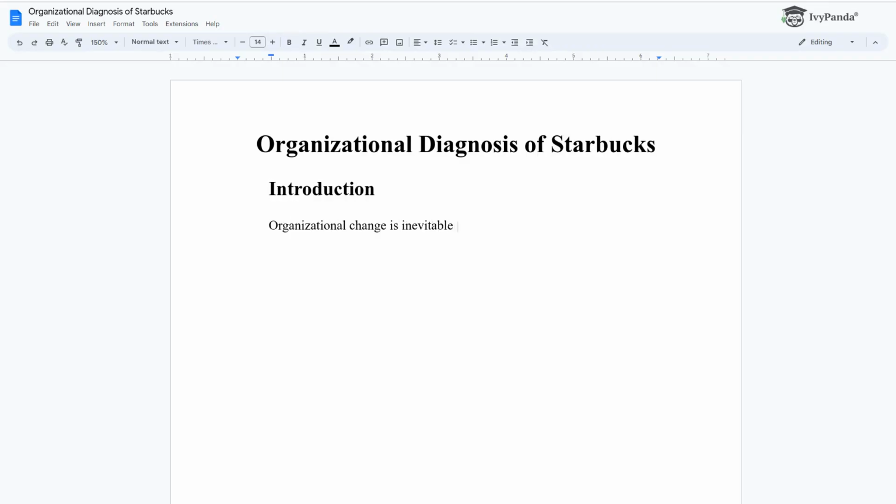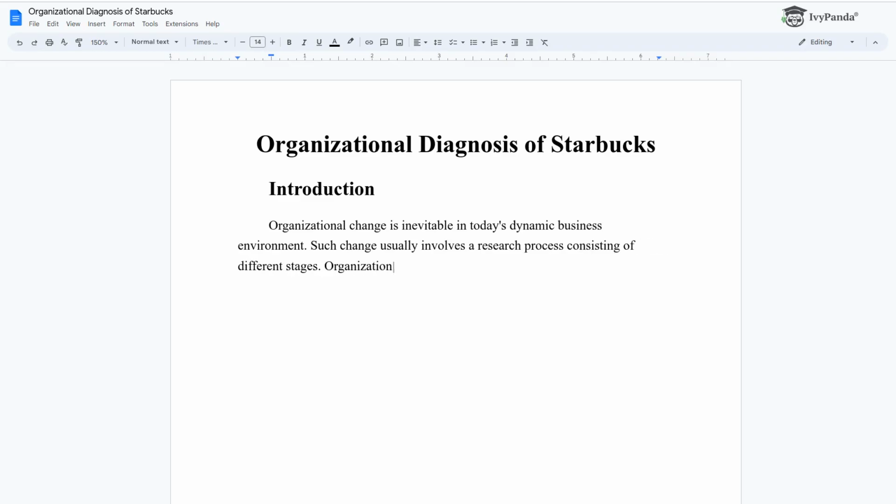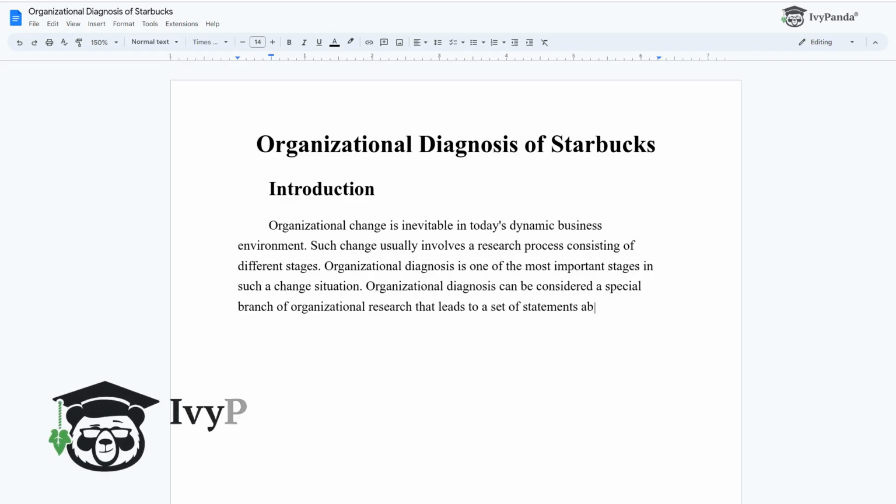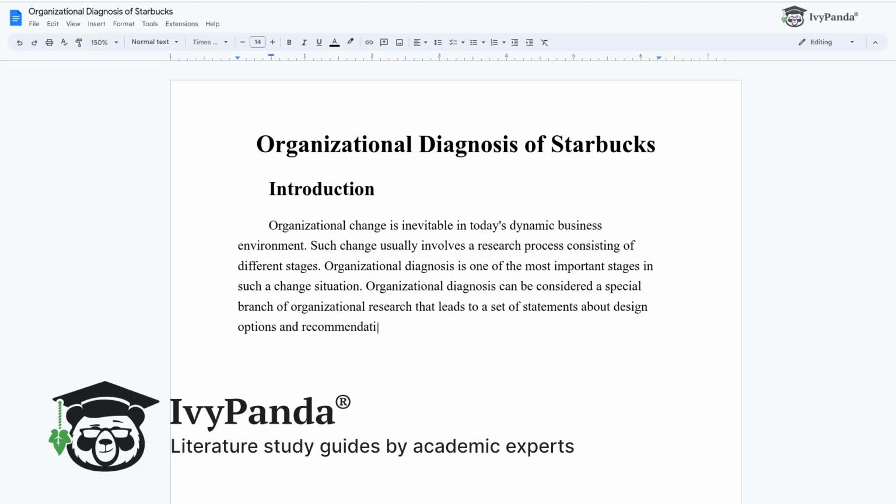Organizational change is inevitable in today's dynamic business environment. Such change usually involves a research process consisting of different stages. Organizational diagnosis is one of the most important stages in such a change situation. Organizational diagnosis can be considered a special branch of organizational research that leads to a set of statements about design options and recommendations for change.